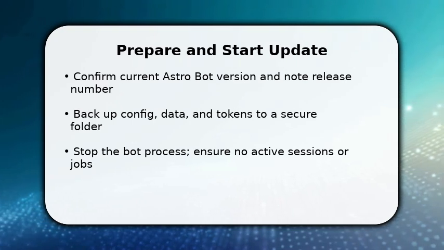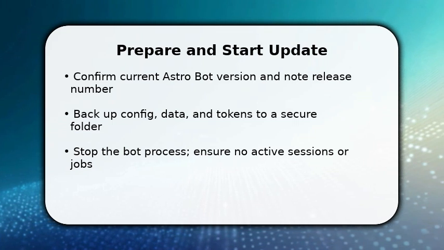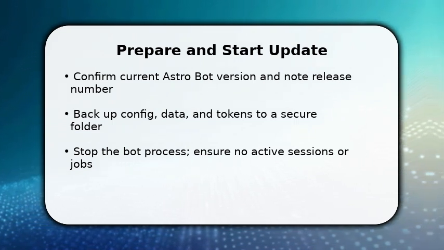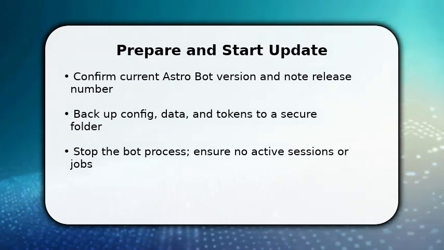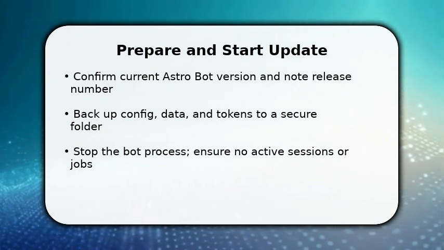You begin by verifying the exact Astro Bot version you have and noting the release number so there's no mismatch. Backup configuration files, databases, and any API tokens to a secure folder. This preserves state if rollback is needed.